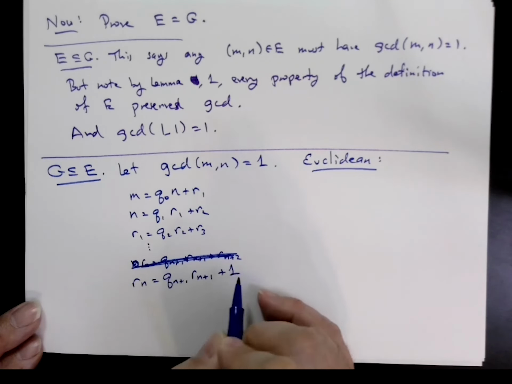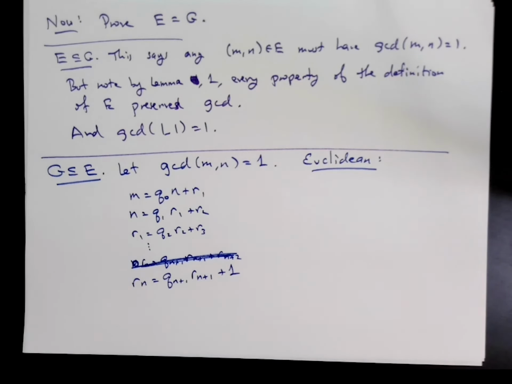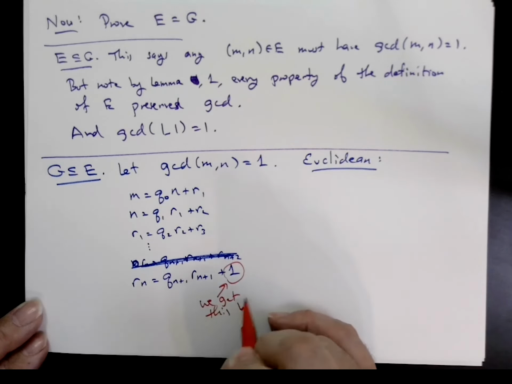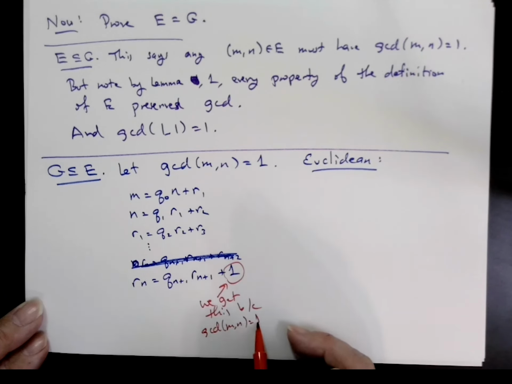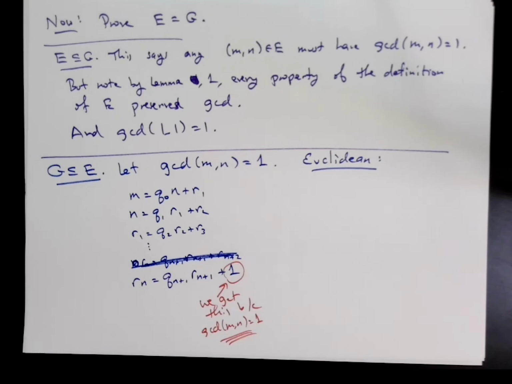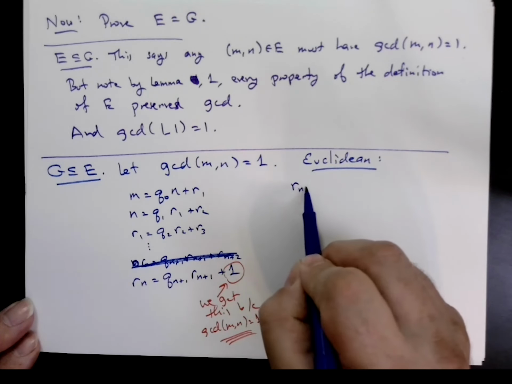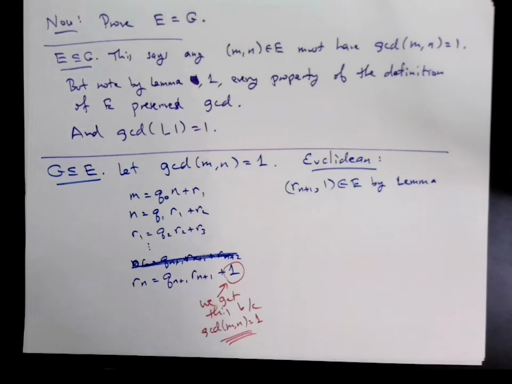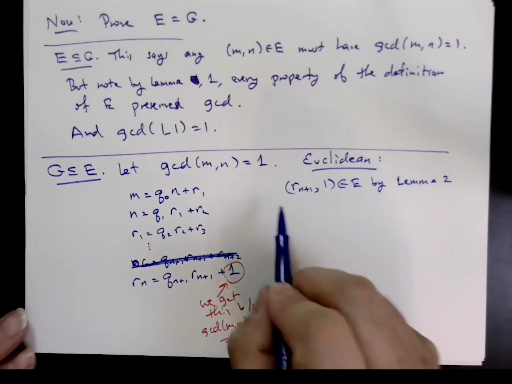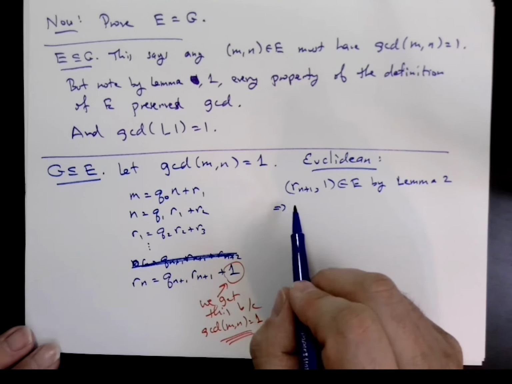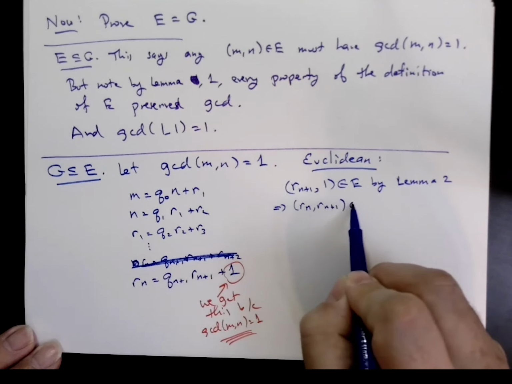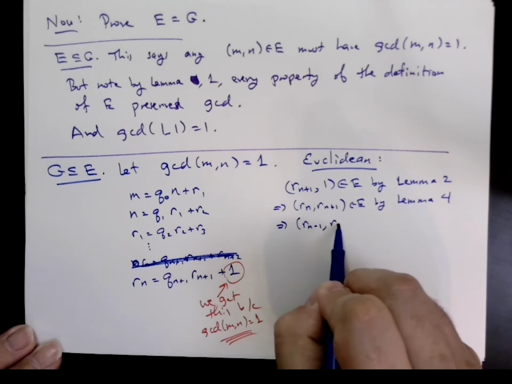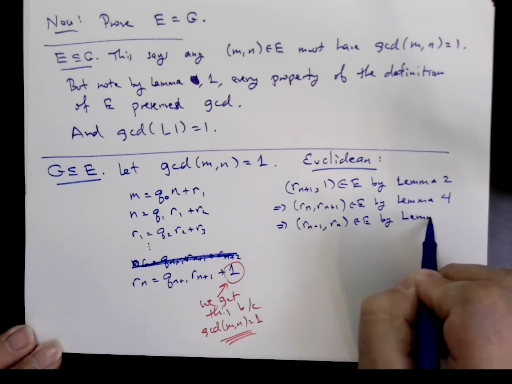So first we know that the pair (r_n, 1) is in E by lemma 2. But now notice that r_(n-1) is q_n times r_n plus r_(n+1). What this implies is that the pair (r_(n-1), r_n) is in E. But since r_(n-2) equals q_(n-1) r_(n-1) plus r_n, this means that the pair (r_(n-1), r_(n-2)) is in E, and by property 2, that means (r_(n-2), r_(n-1)) is in E. Basically, we just keep going back up the Euclidean algorithm chain.